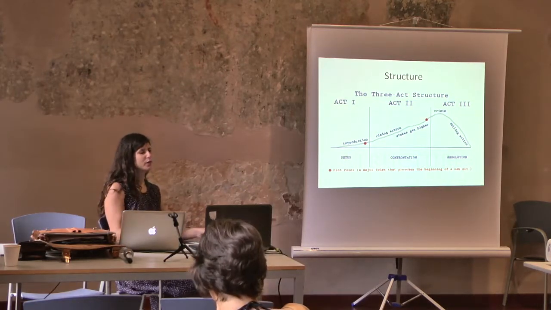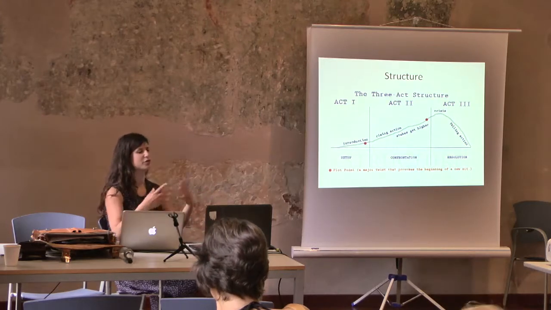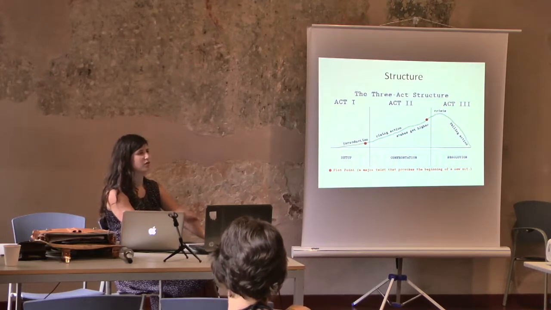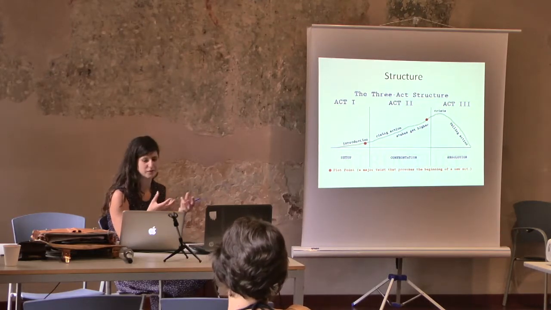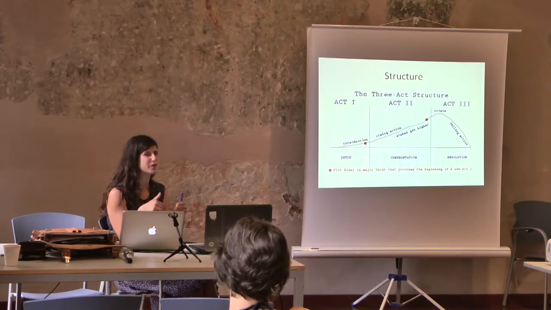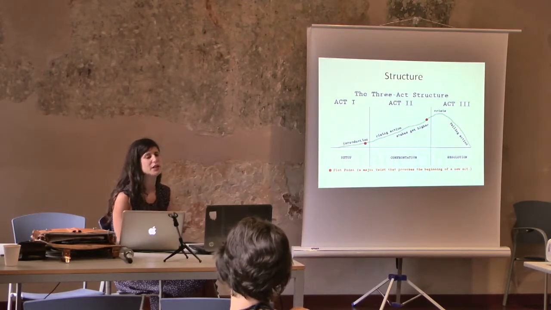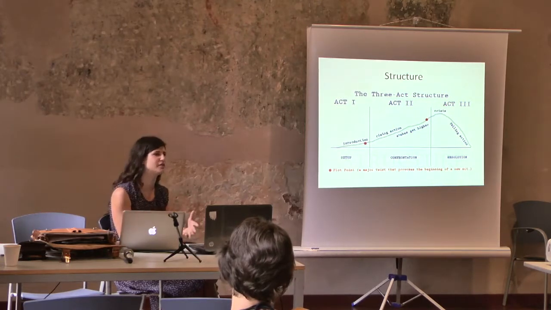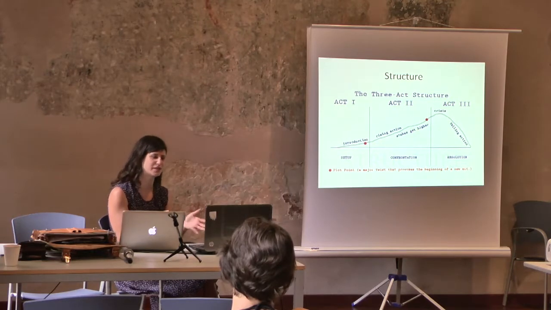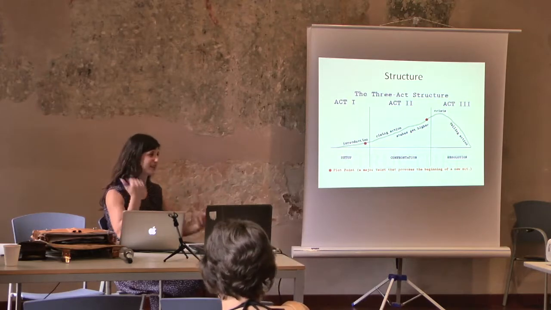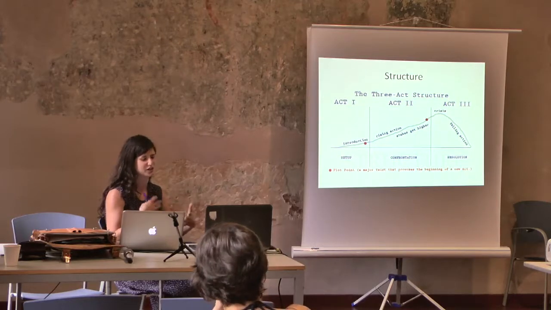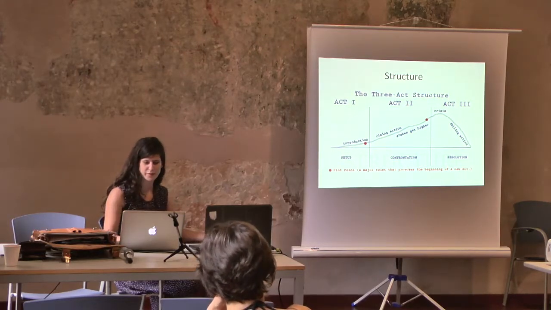And within the act structure, you can break acts down into scenes. A scene is one discrete event that is helping to move the plot forward. Within scenes, you have sequences, which are a series of shots or an element that makes up the scene. And then you have your individual shots, which in the second part of the day we're going to discuss a bit more, building shots and shot composition and framing and so on and so forth.